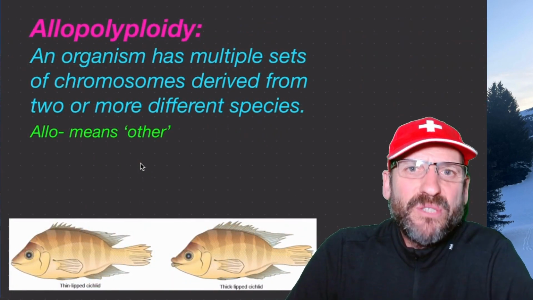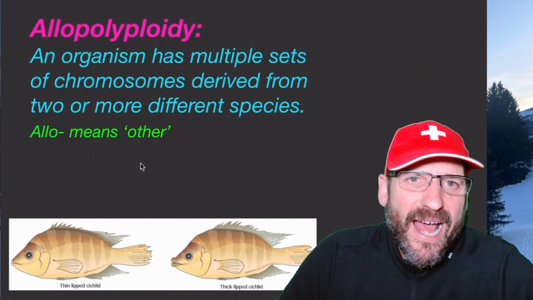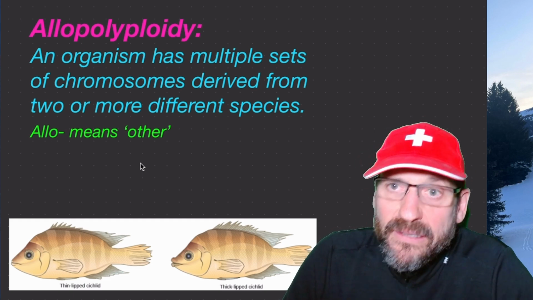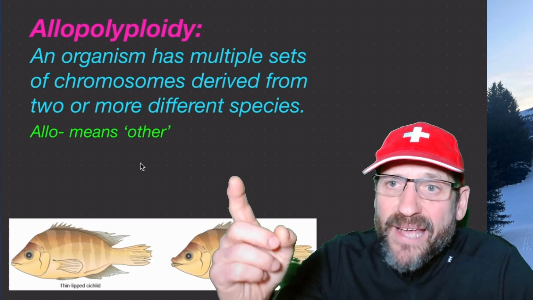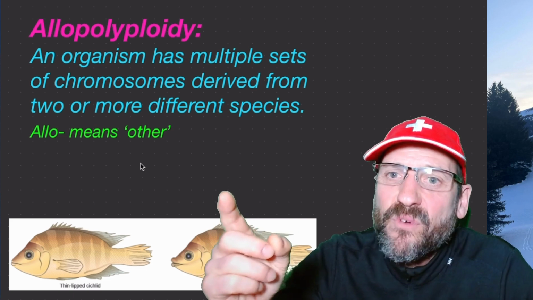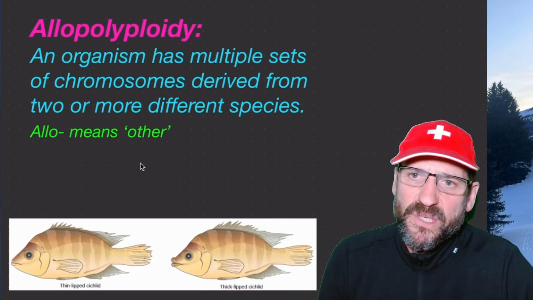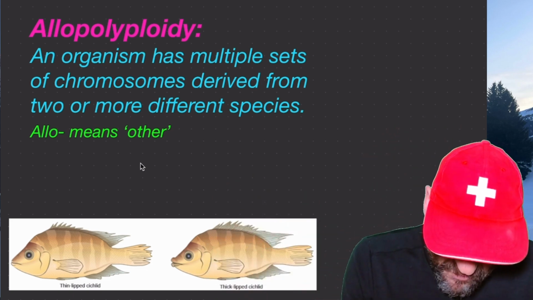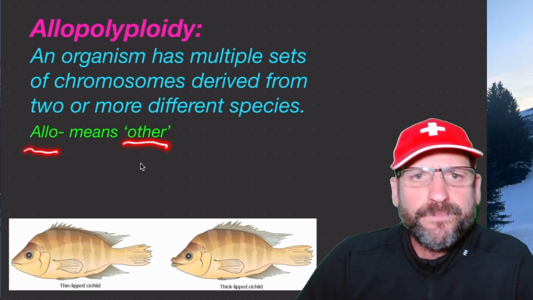Allopolyploidy happens when 2 different species hybridize and produce viable offspring. So it's when an organism has multiple sets of chromosomes derived from 2 or more different species. See, remember we had it before. Allo means other.